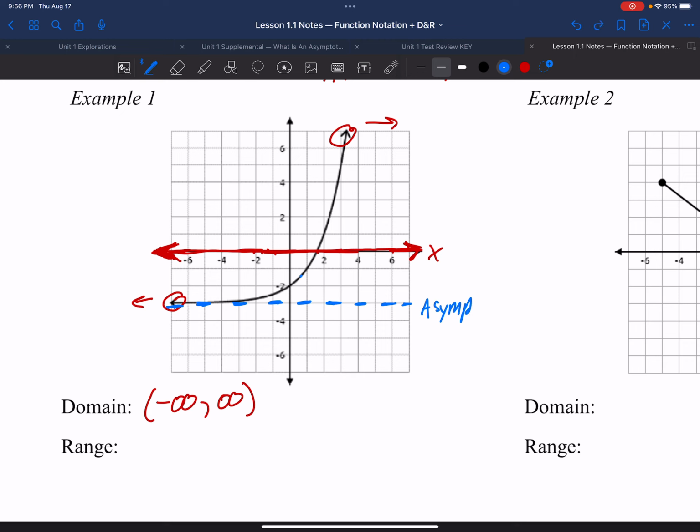Asymptote. And actually, in particular, it is y equals -3. So anyway, that's our asymptote here, and that's telling you where the lower bound on y is.